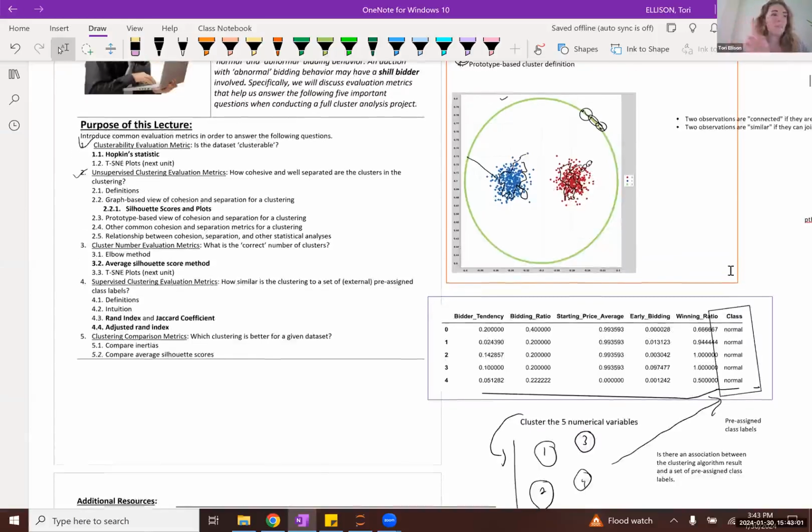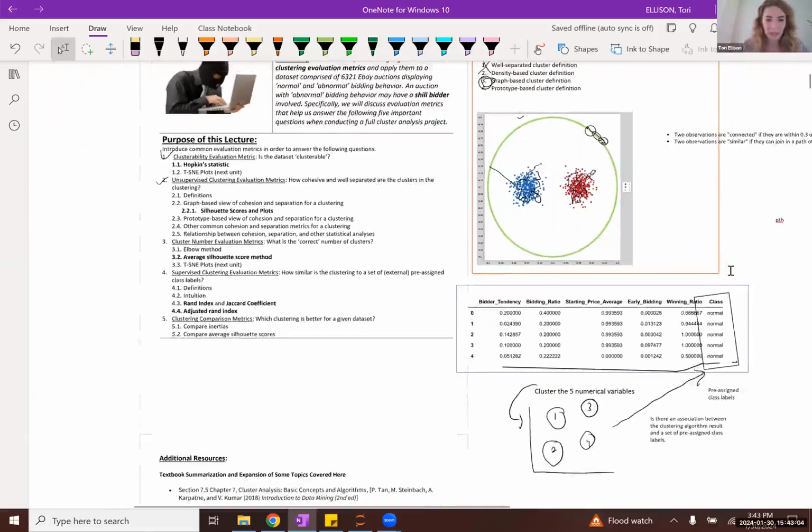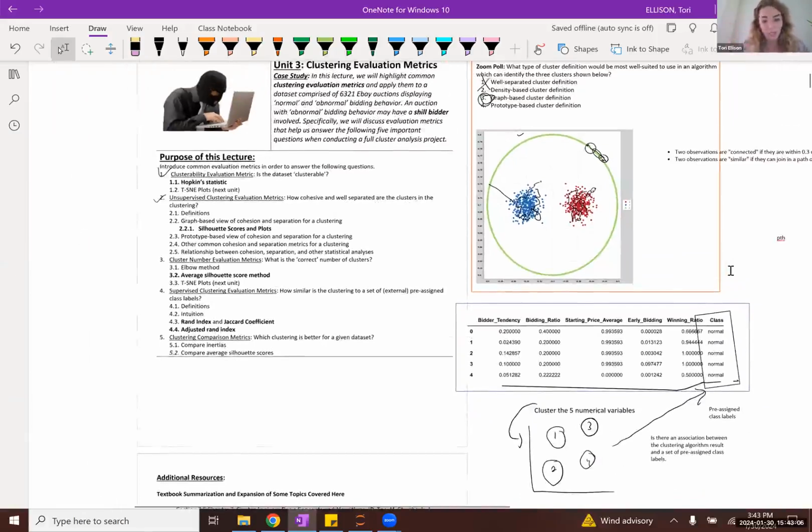Okay, so again, I emphasize this because I see this misconception a lot. Your goal of a cluster analysis is never to predict the class labels. It could be to measure the association between a set of class labels. And then oftentimes in a cluster analysis, you're not even given a set of class labels. They're sort of this superfluous add-on that you might have.